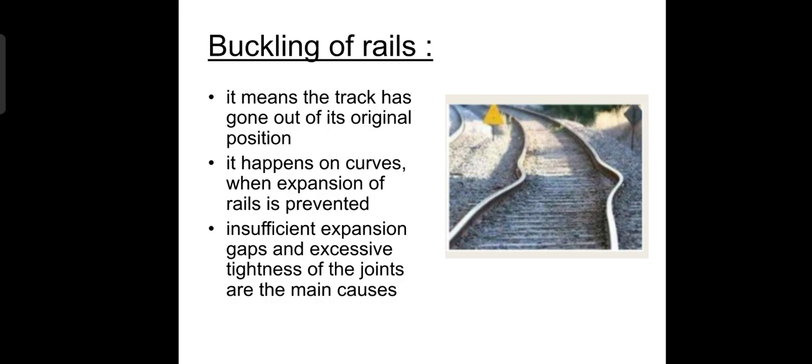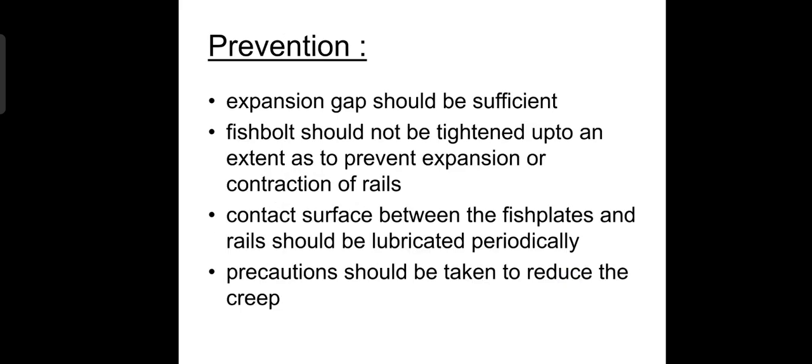Buckling of rails. It means the track has gone out of the original position. It happens on the curves when the expansion of rail is prevented. Insufficient expansion gaps and excessive tightness of the joints are main causes. Prevention: expansion gap should be sufficient. Fish bolts should not be tightened up to an extent as to prevent the expansion or contraction of rails. Contact surface between the fish plate and rail should be lubricated periodically. Precaution should be taken to reduce the creep.